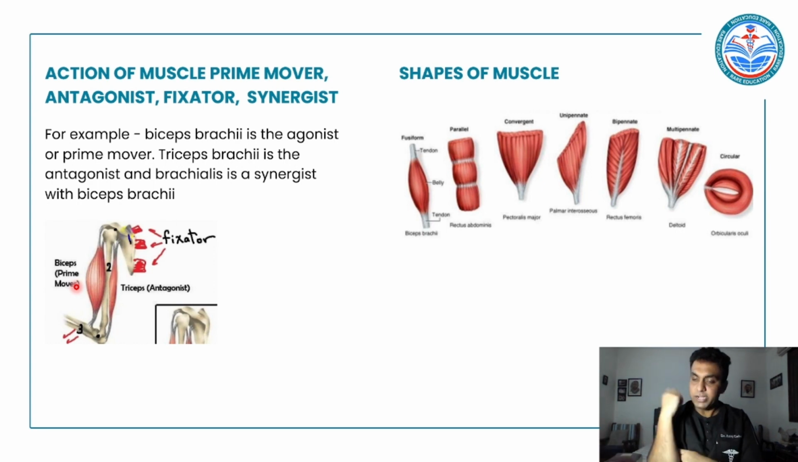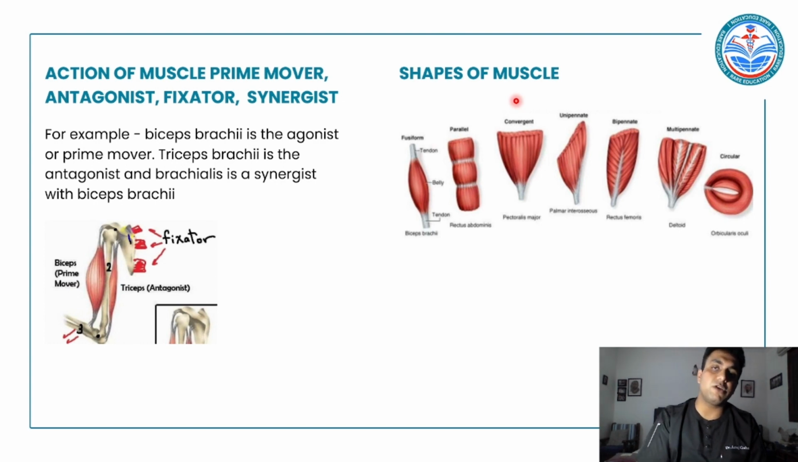So in this movement of flexion of the elbow, biceps is the agonist or the prime mover, triceps is the antagonist, whereas the brachialis muscle, which is also in your arm and forearm, is also working as a synergist. Always remember that.